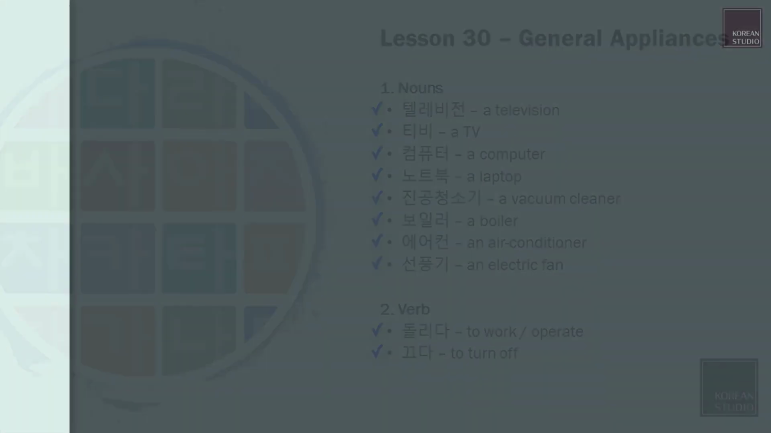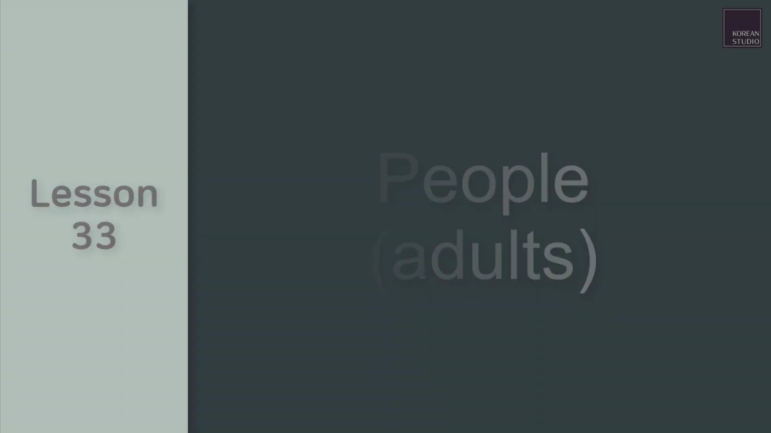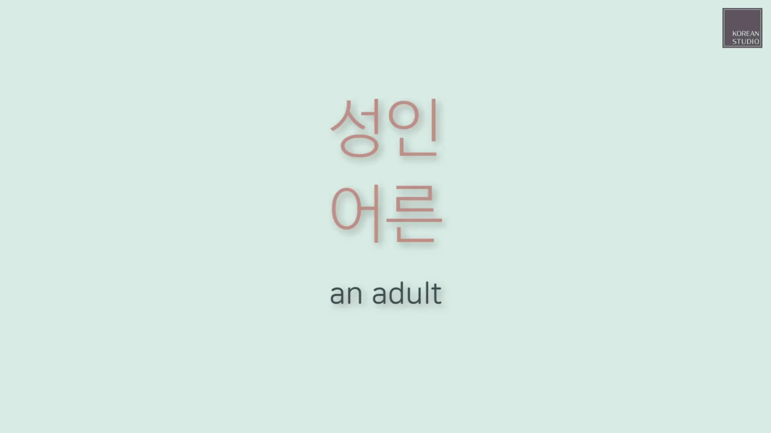Hi there. So in this lesson, we're going to learn words related to people, but we'll focus on adults. So let's get started. Now in Korean, there are two words for adults, and they are 성인 and 어른. Now, 성인 is based on Chinese characters, but 어른 is based on Korean language. In 성인, 성 means completed, finished, and in means a person. So 성인 means a completed person, a grown-up person.